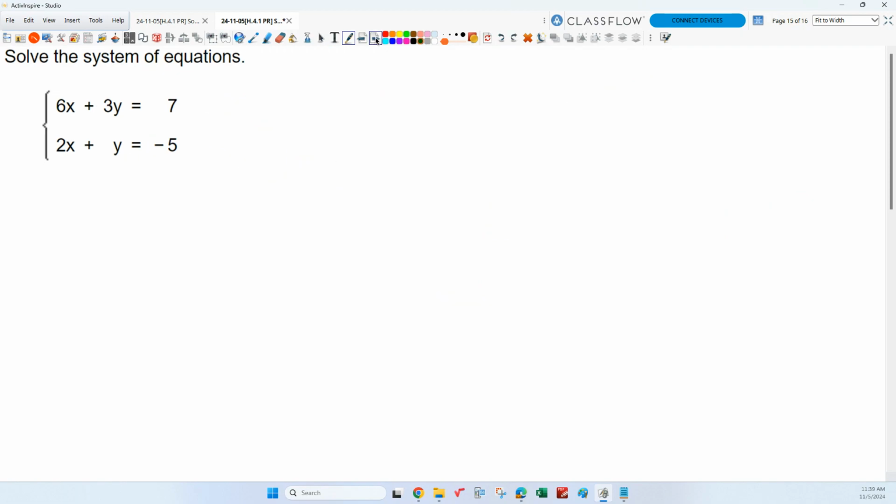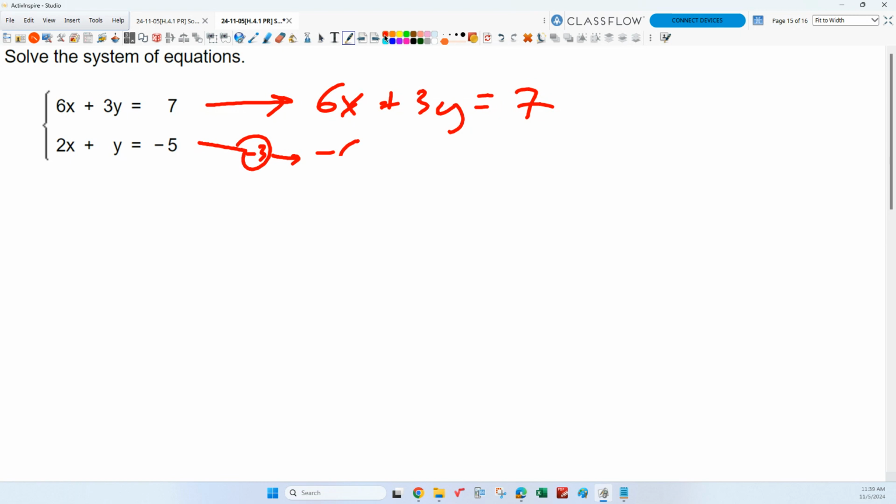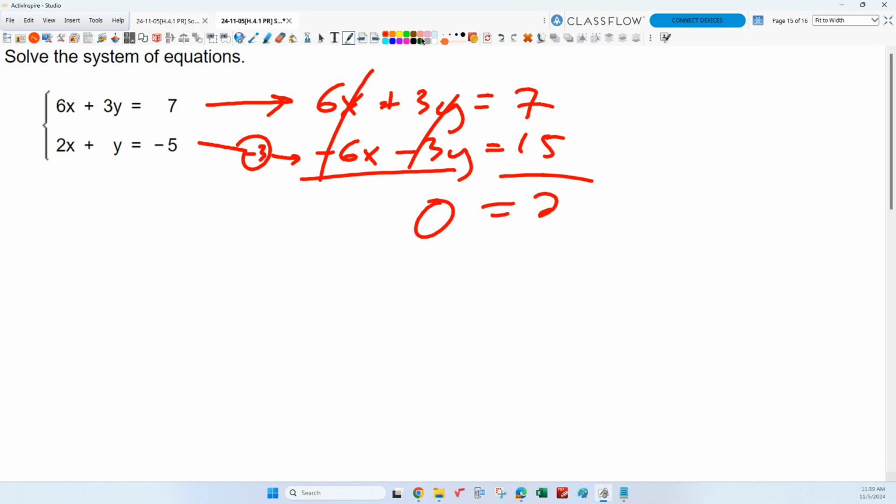Okay, what about this one? Same kind of thing. Leave top one alone, right? Bottom one, multiply by -3. So I get -6x minus 3y equals 15. Add those up, and I get 0 equals 22. What's going on there? No solutions. What's true about those lines? Parallel.